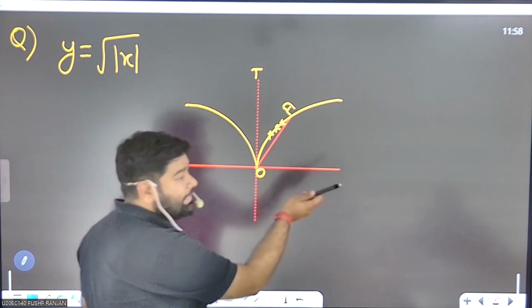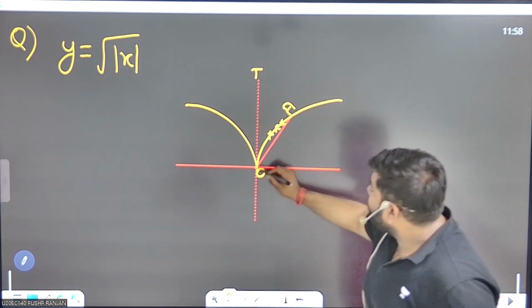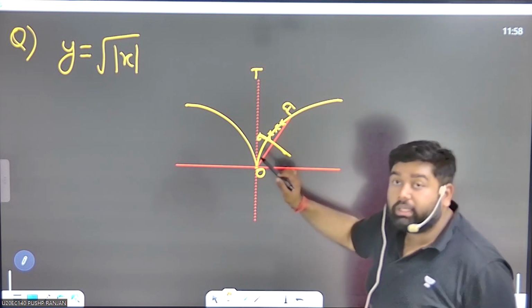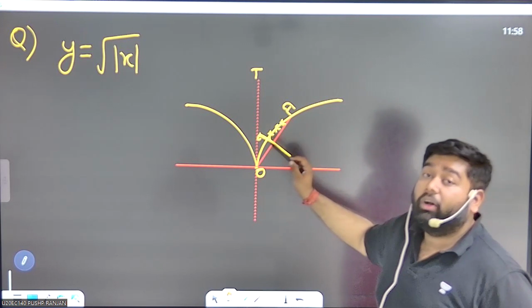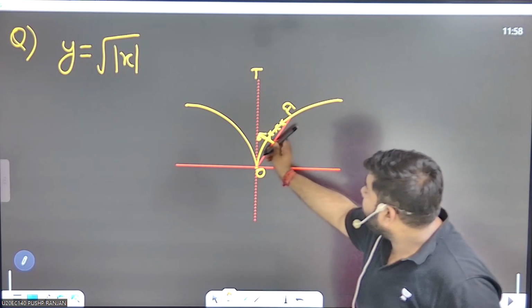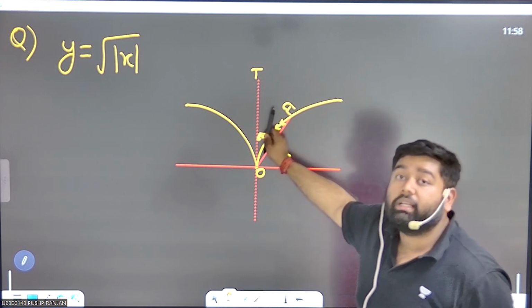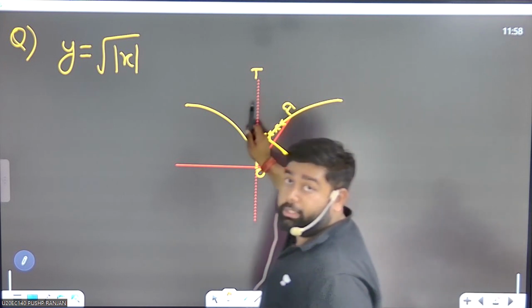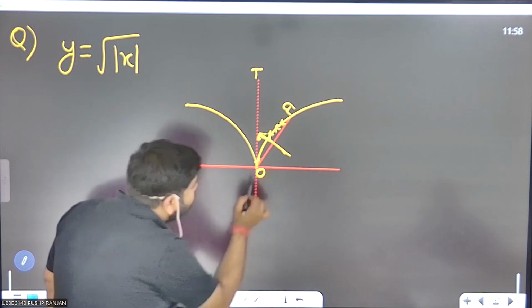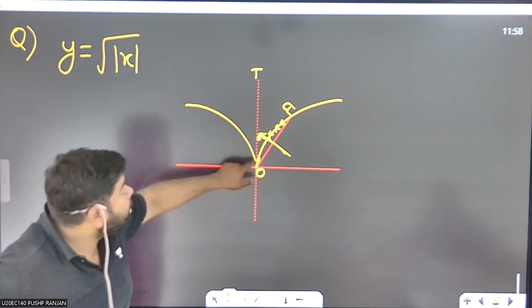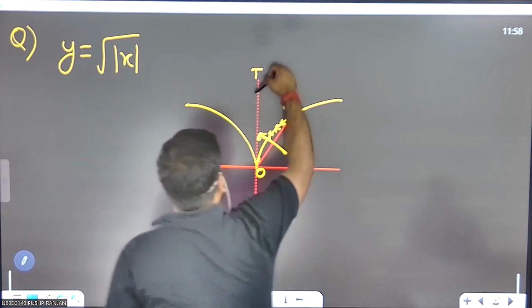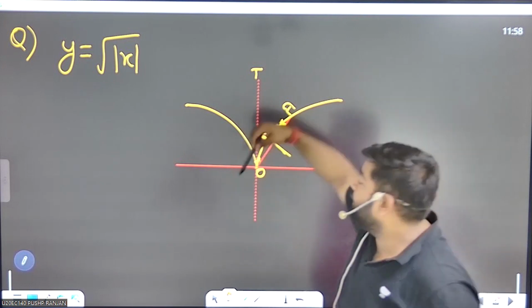And what will the tendency be? This line is OA. If I move the point A on the curve, then it will go like this, and at some point of time it will become the line OT when we move the point A much closer to point O, much closer than this point also.